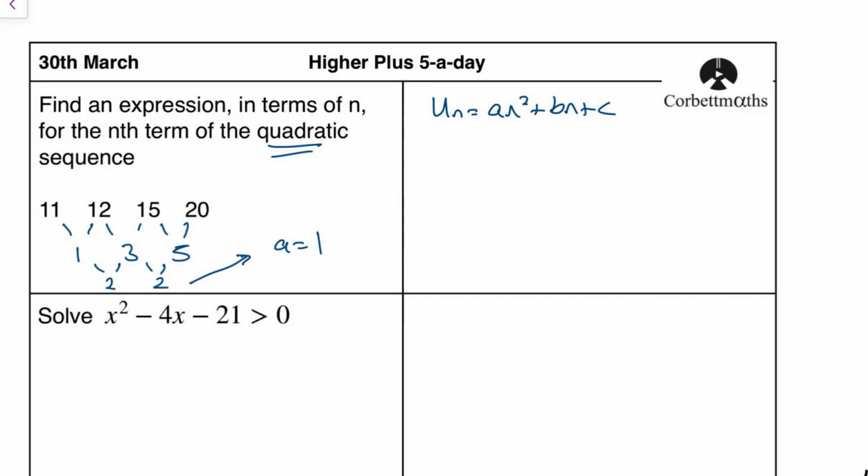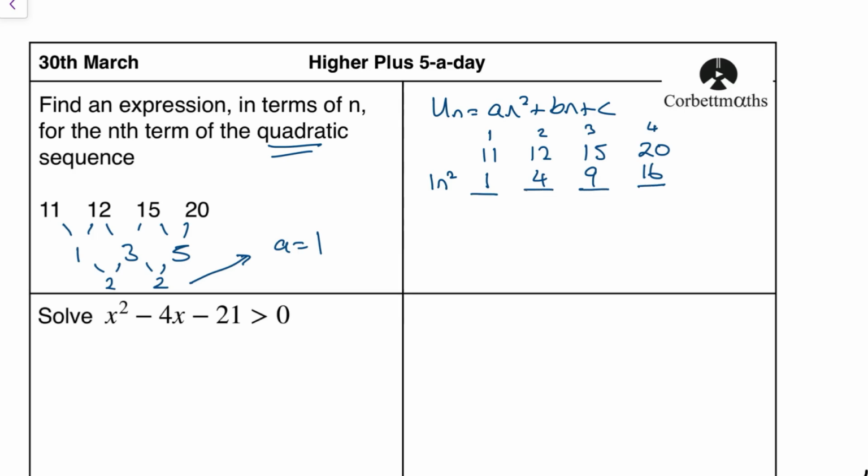Next step. Now, I know what my sequence is. My sequence is 11, 12, 15, 20. And I know what my n squared bit is. My n squared, as we've just said, is 1 lot of n squared. So let's take that away and see what's left behind. So this is my first term, second term, third term, fourth term. So 1 squared is 1, 2 squared is 4, 3 squared is 9, and 4 squared is 16.